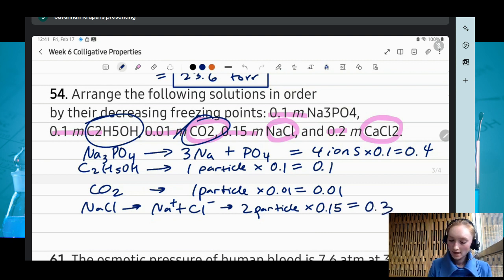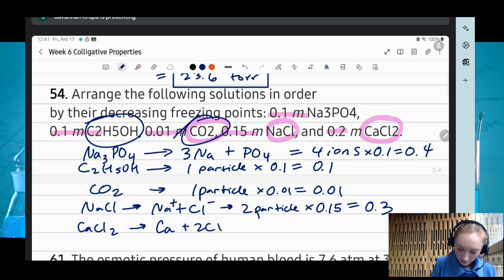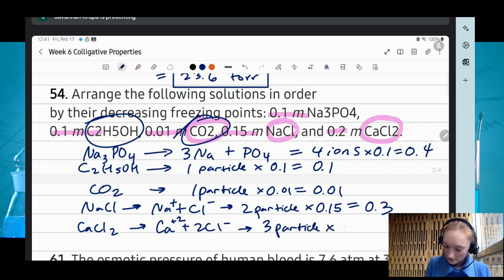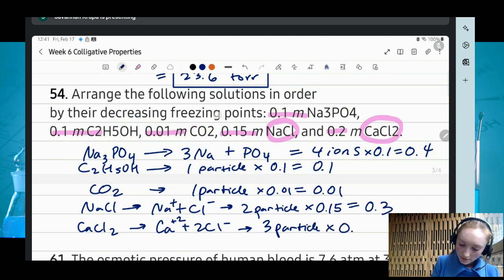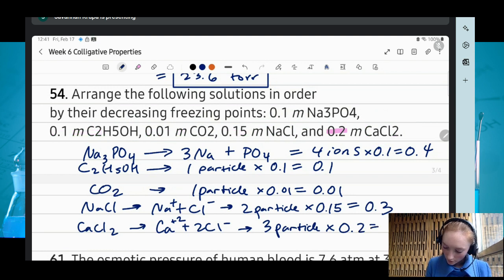And so lastly, let's look at the CaCl2, and that is an ionic compound. And so that'll dissolve into 3 particles because of the calcium and also the 2 chlorines. So that is 3 particles in total times the molality that it gave us, which was 0.2. Let me clear that up too. There we go. And that'll give us a value of 0.6.